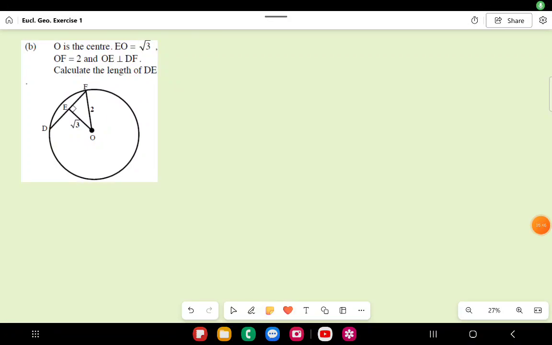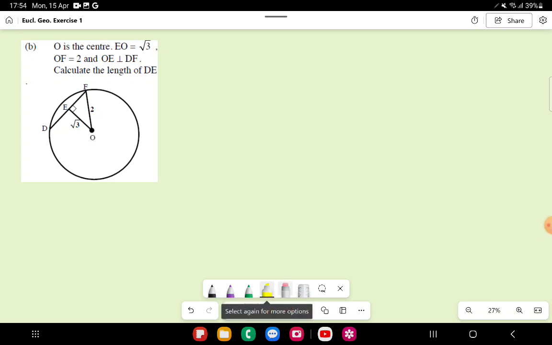Let's look at question B. Question B, they tell me that O is the center. EO is square root of 3. That's this line, which is square root of 3. And then they tell me to have colors.